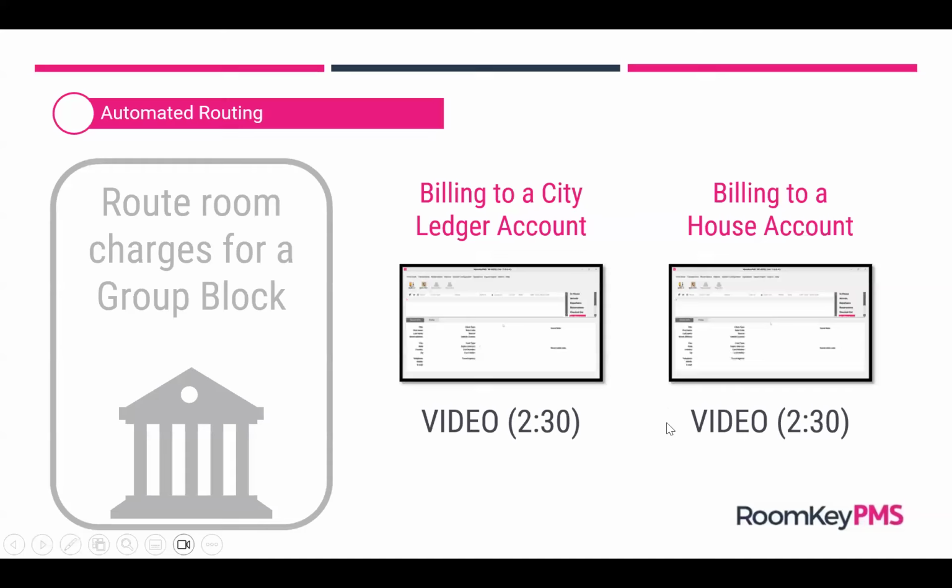This one is going to show an example of a family reunion group for the Smith family, and all room and tax charges are going to one house account and paid on one single bill using that house account tool here.